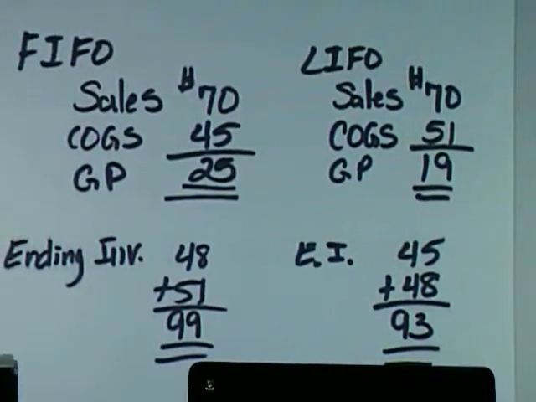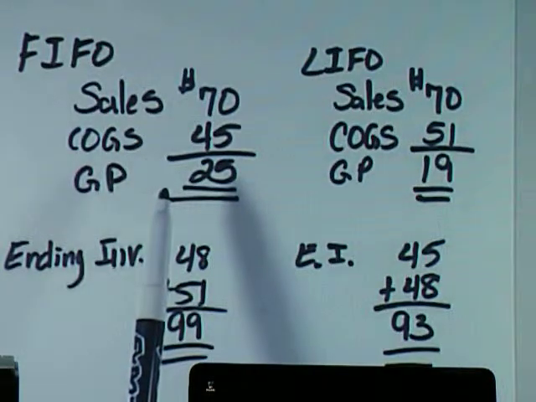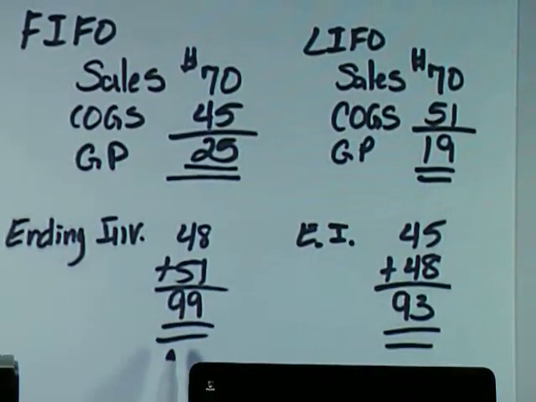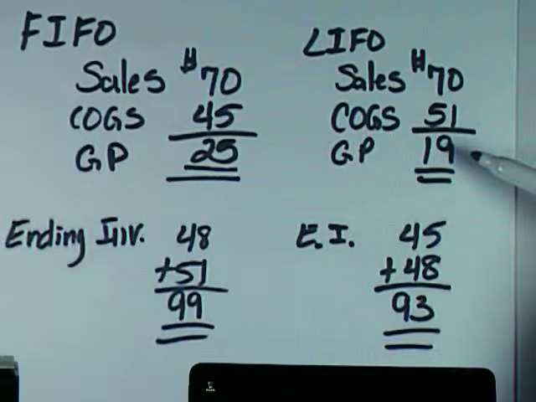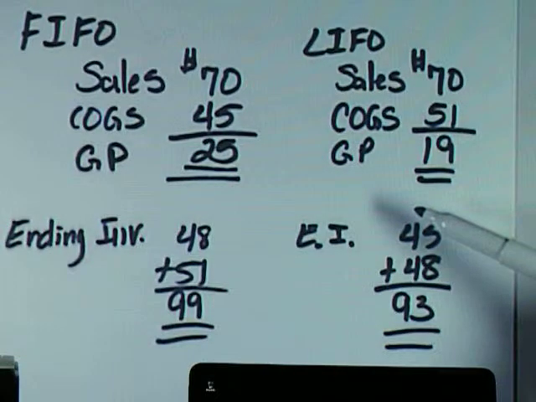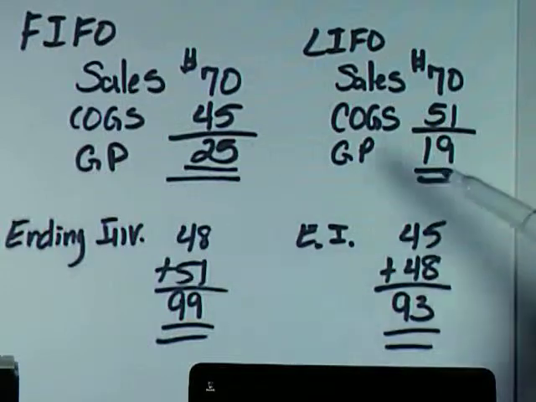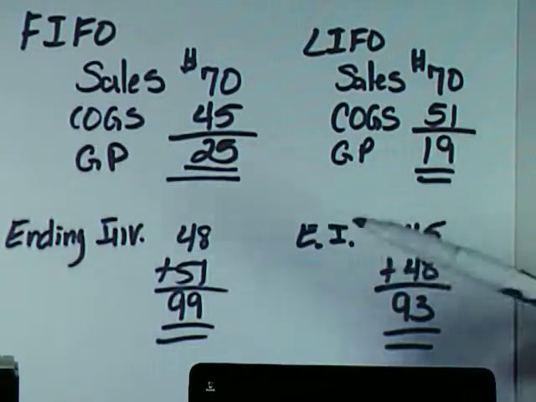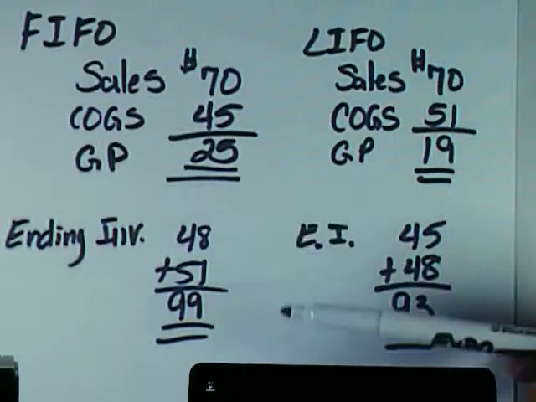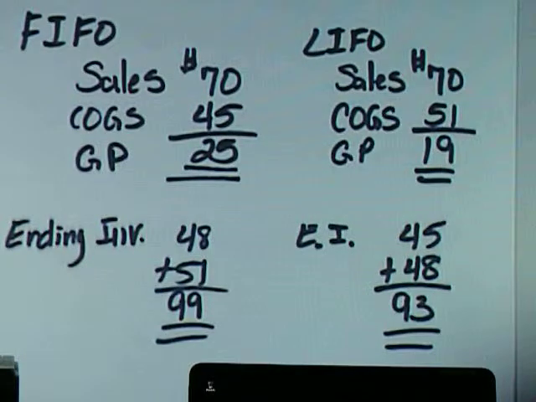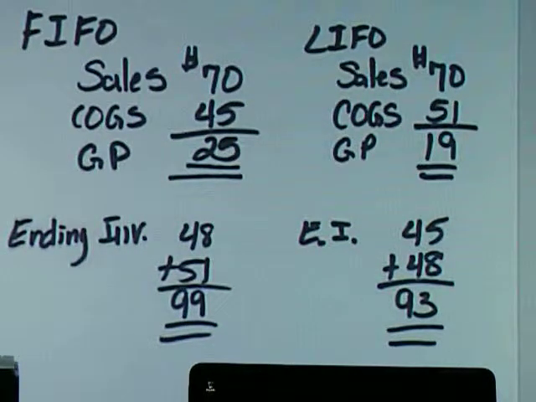So under the FIFO method, we have a gross profit of $25, an ending inventory of $99. Whereas under the LIFO method, we have a gross profit of $19 and ending inventory of $93. This is all fine and dandy, but what you need to be paying attention to is the company that you're actually working for and how it operates. If I'm looking at gross profit, then we need to be paying attention to FIFO in this particular example. If I'm paying attention to ending inventory values, then I need to be paying attention to the LIFO method. The trick with the IRS though is you choose one and you have to get special permission not to use that particular method again.